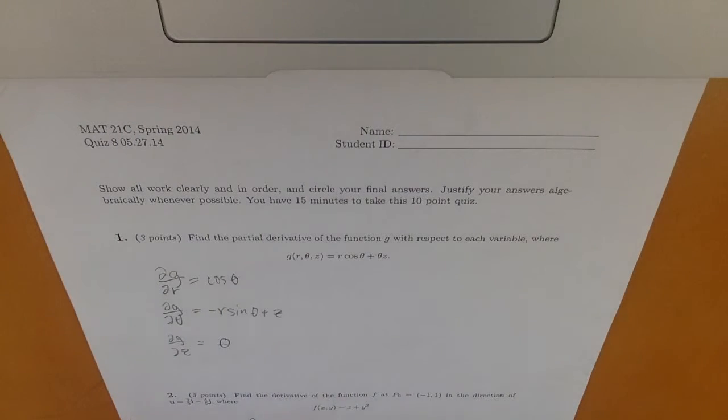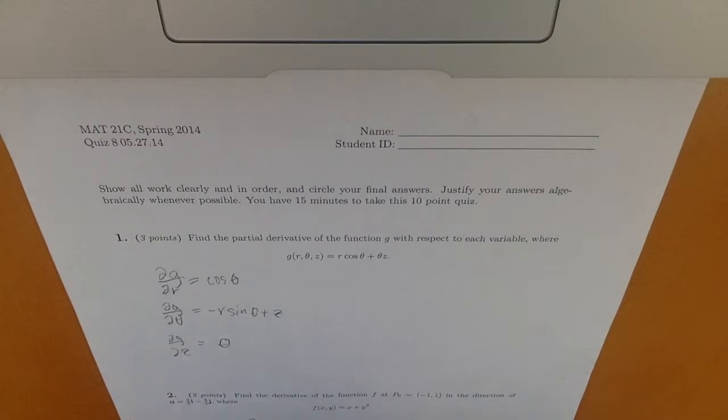Okay, this is Math 21C, quiz number 8. The first problem asks us to find the partial derivative of the function g with respect to each variable. g is a function of r, theta, and z, equal to r times cosine of theta plus theta times z.